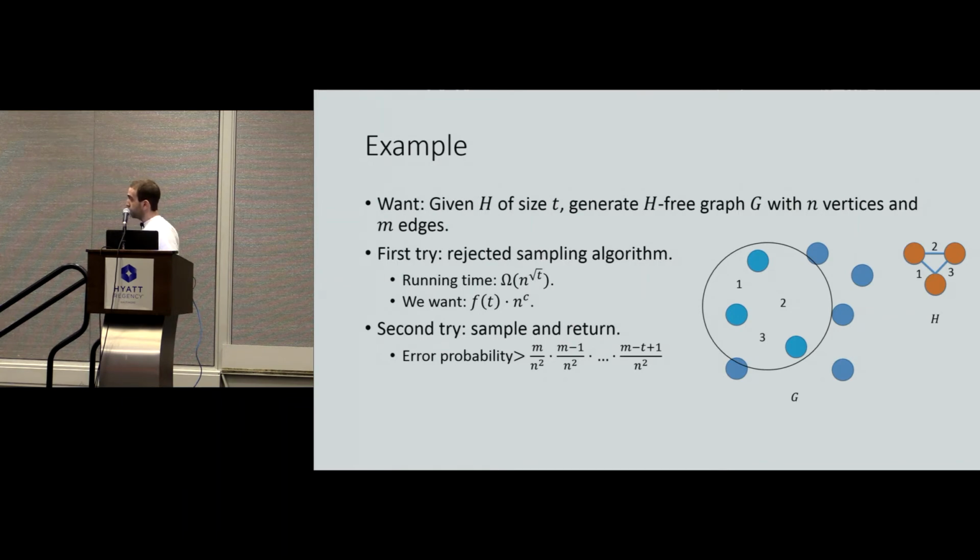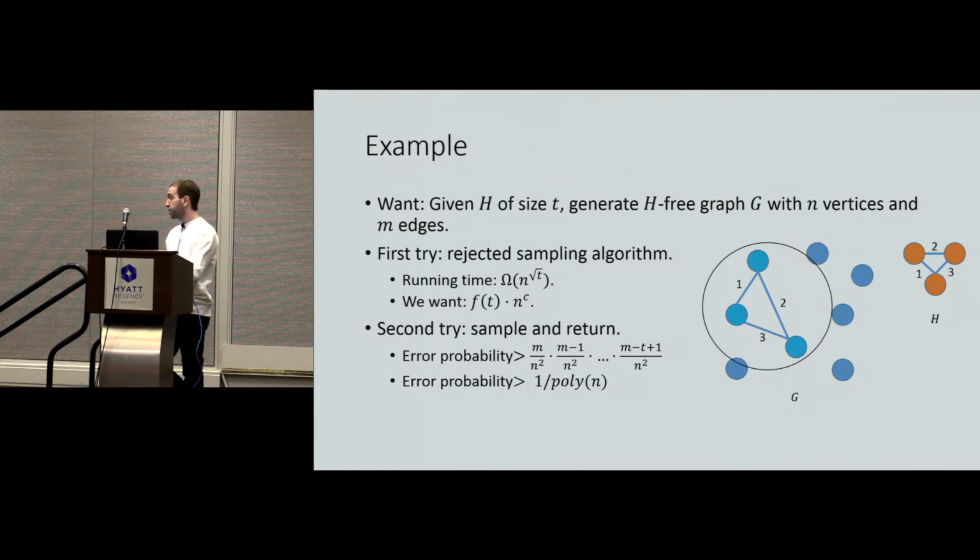The probability that the first edge of H appears as edge number 1 is something like m over n squared, and that the second edge of H appears as edge number 2 is m minus 1 over n squared, and so on. And since T is a constant, this is at least 1 over poly n. Again, what we would have liked is an error which is negligible in n, which means that it goes to 0 faster than any inverse polynomial. So this method is not good enough for us either.